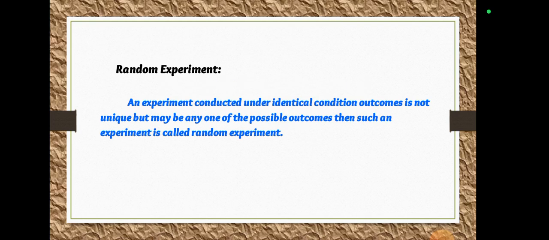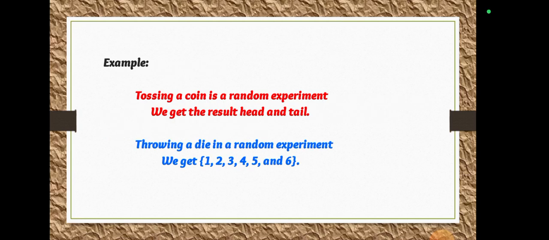What is a random experiment? An experiment conducted under identical conditions, where the outcome is not unique but may be any one of the possible outcomes, is called a random experiment. Example: tossing a coin is a random experiment. We get the result head or tail. Throwing a die is a random experiment. We get the result 1, 2, 3, 4, 5, 6.